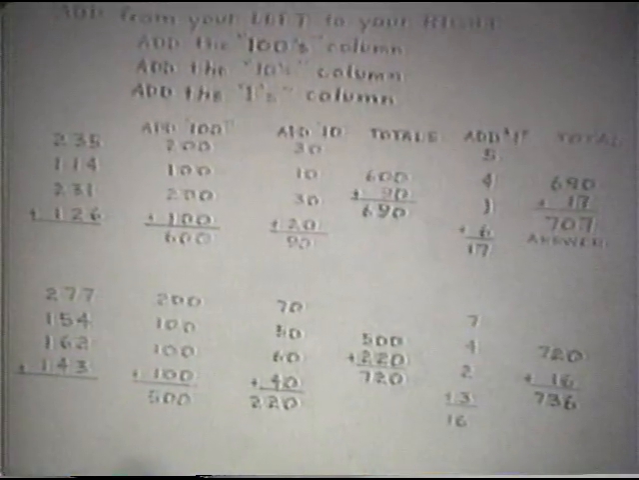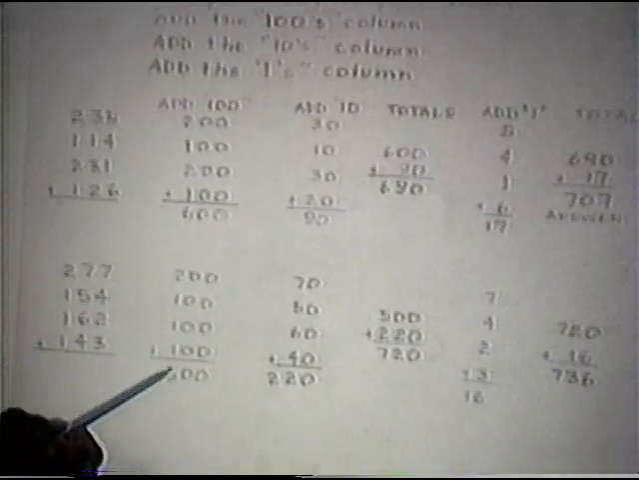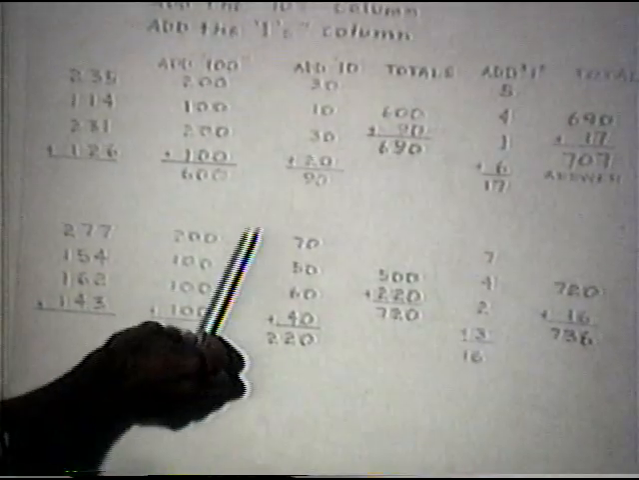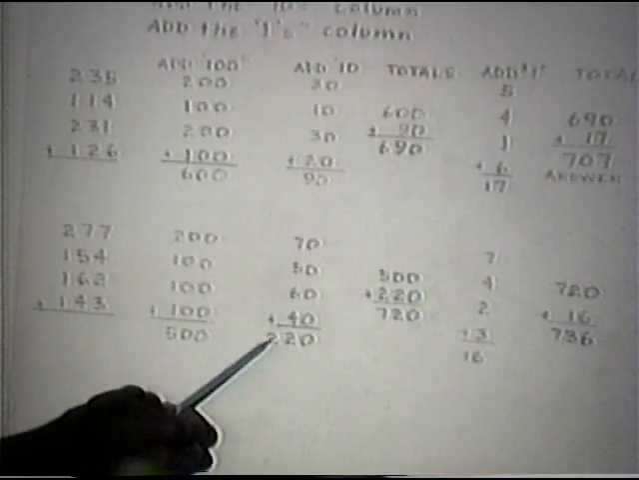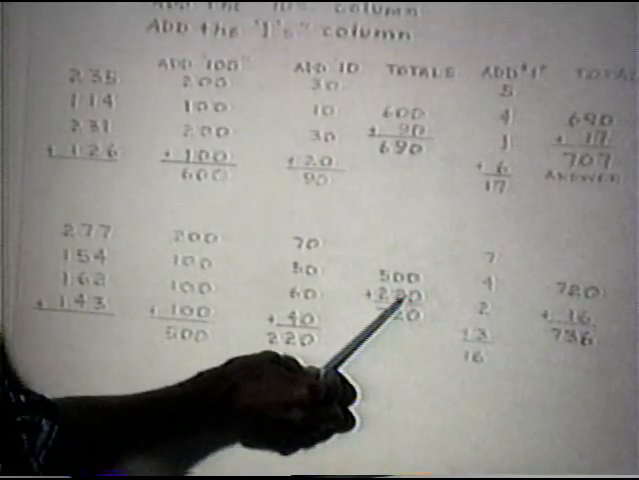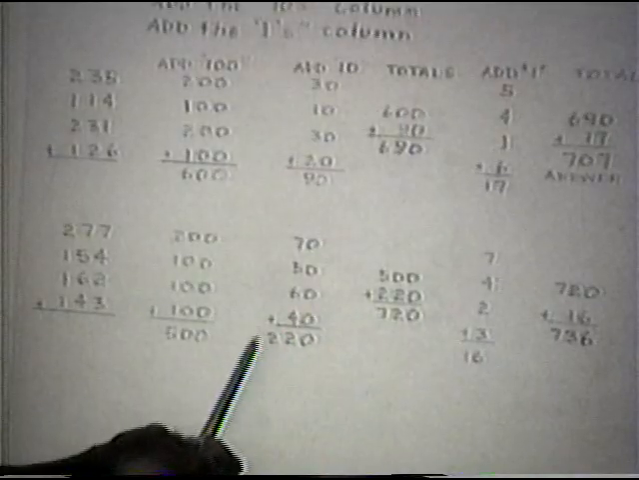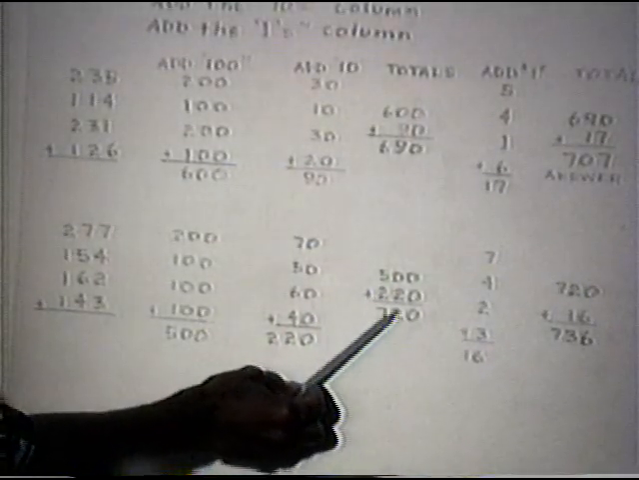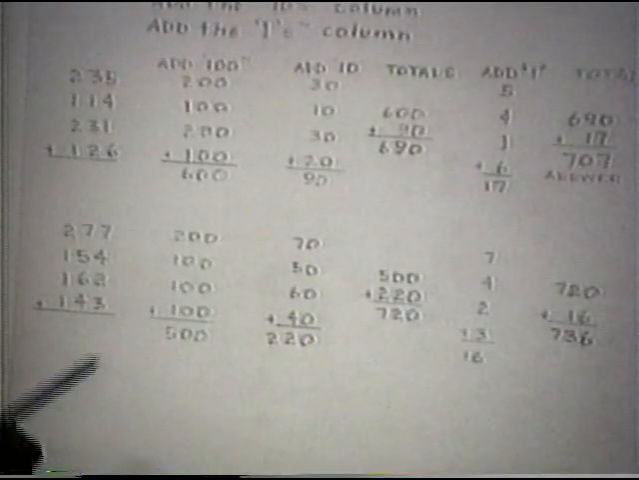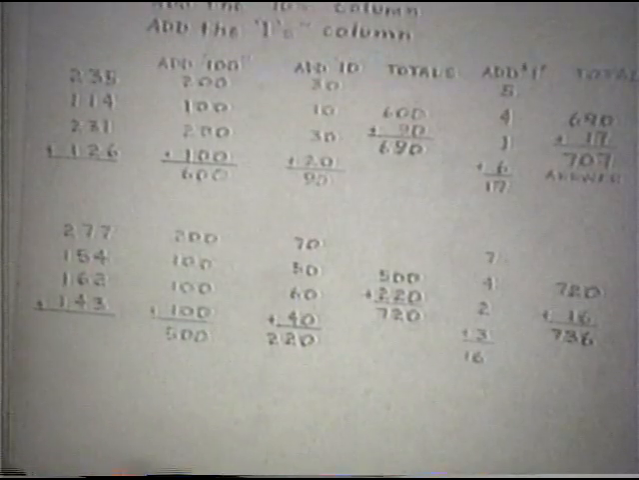143 plus 162 plus 154 plus 277. We add the hundreds column, we get 500. We add the tens columns, that's 220. 220 plus 500. We add them both together, the 100 column and the tens column. We get 720. Then we add the single digit column.